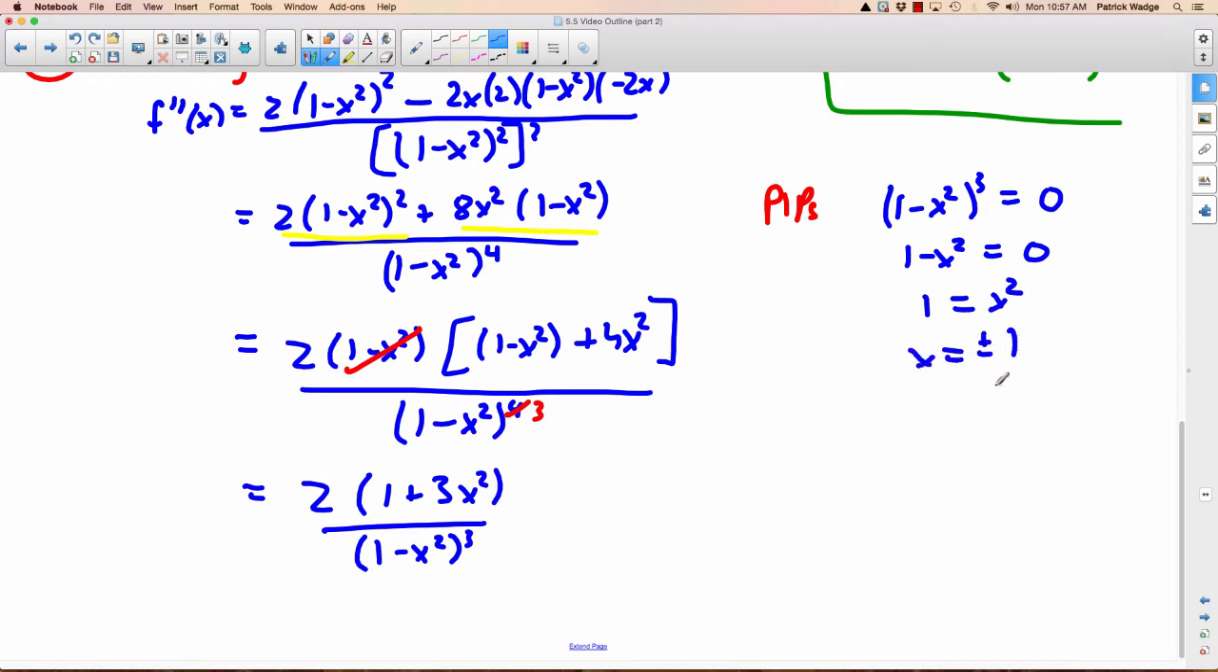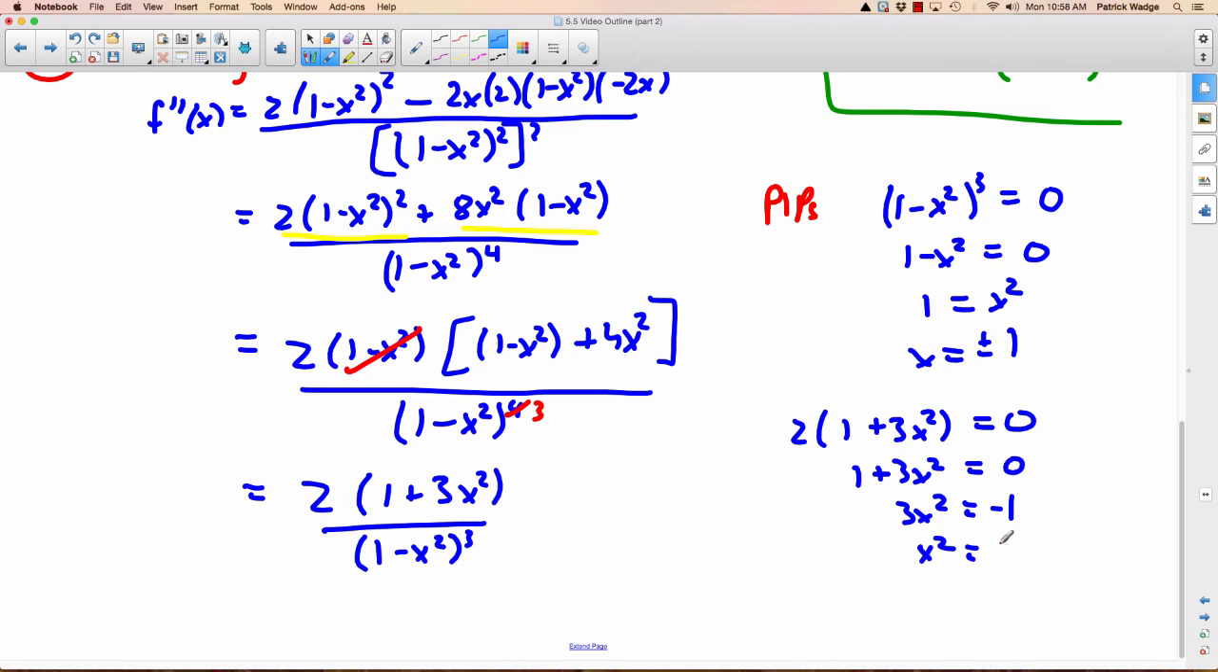So those are two of your pips. To get the other pips, you want to know when the whole thing equals 0. The whole thing would equal 0 when the numerator, 2 times (1 plus 3x squared), equals 0. Well, divide both sides by 2. You're left with 1 plus 3x squared equals 0. Move the 1 over, so 3x squared equals negative 1. Divide by 3. X squared equals negative 1/3, and then take the square root.